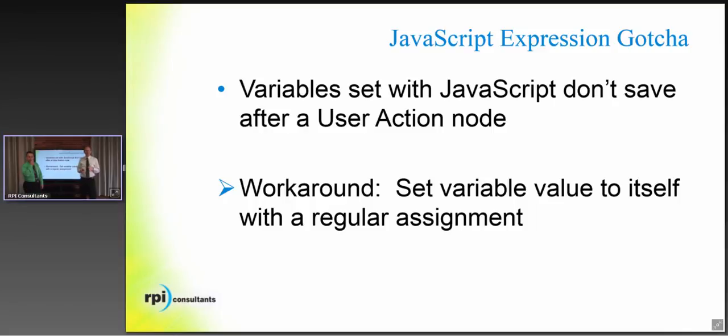The workaround for that seems to be to just use a traditional assignment to set the variable to itself. So within my assign node, maybe at the top I have a big JavaScript expression, and I'm looking to set a variable called x. What I do next is I add another assignment right within that same assign node, and instead of JavaScript, I do a regular variable assign, and I'll say x equals x. That just reinforces to IPA that it needs to persist the value of that variable even through a user action node.